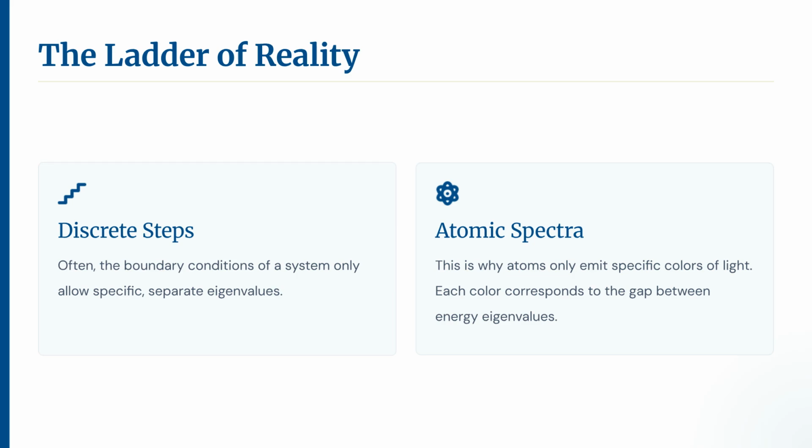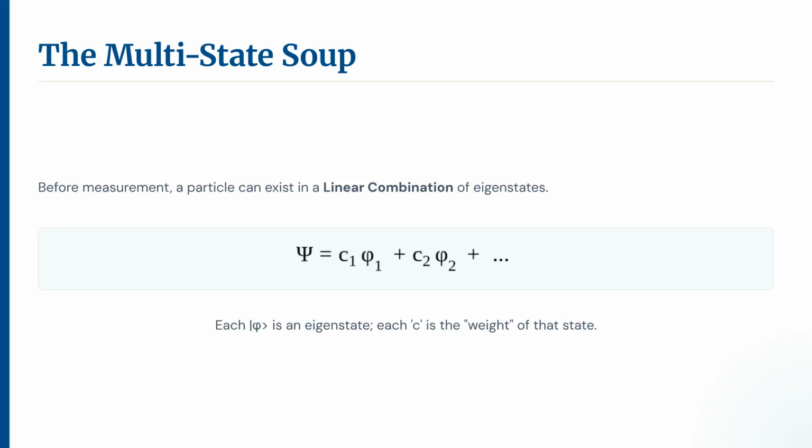The concept of discrete steps, or the ladder of reality, is often observed when boundary conditions allow only specific, separate eigenvalues. This is why atomic spectra show that atoms only emit specific colors of light, corresponding to gaps between energy eigenvalues. We now transition to part 2, the act of measurement, exploring the process of going from possible states to an actual result.